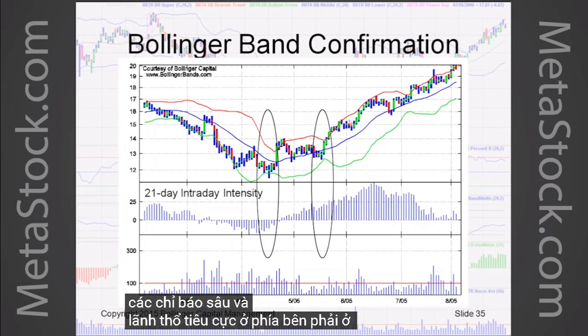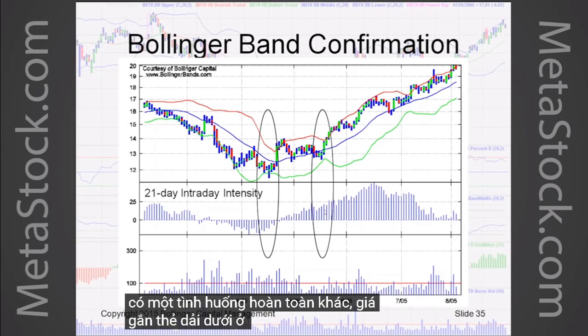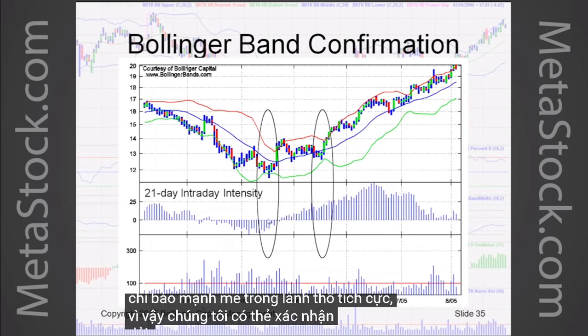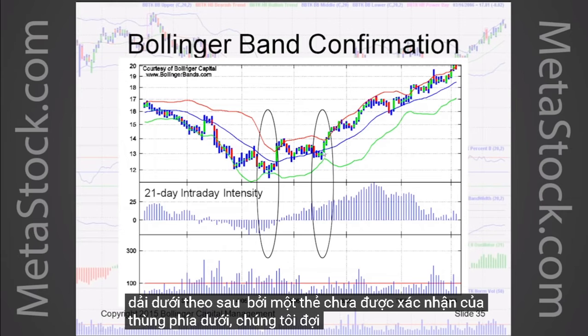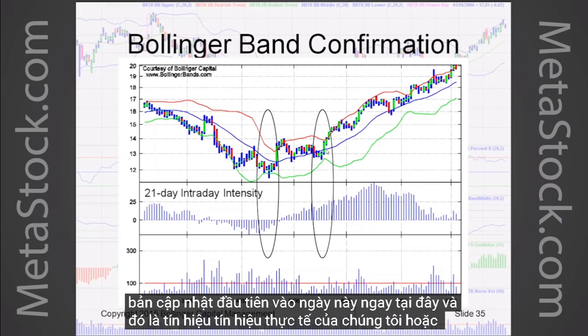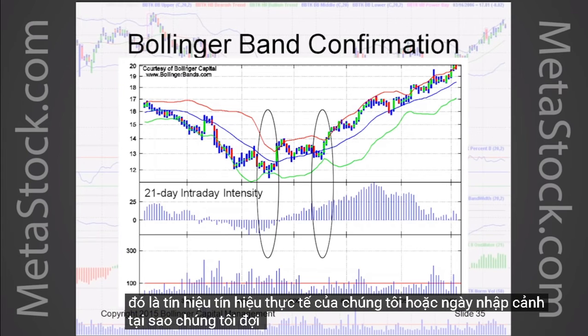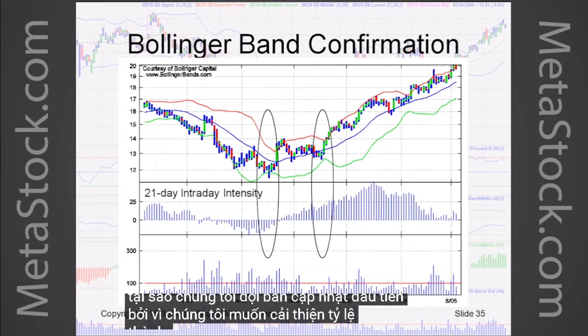On the right-hand side here, we have a totally different situation. Price tags the lower band here, and we have the indicator strongly in positive territory. So we have a confirmed tag of the lower band followed by an unconfirmed tag of the lower band. We wait for the first up day, that's this day right here, and that's our actual signal or entry day. Why do we wait for the first up day?